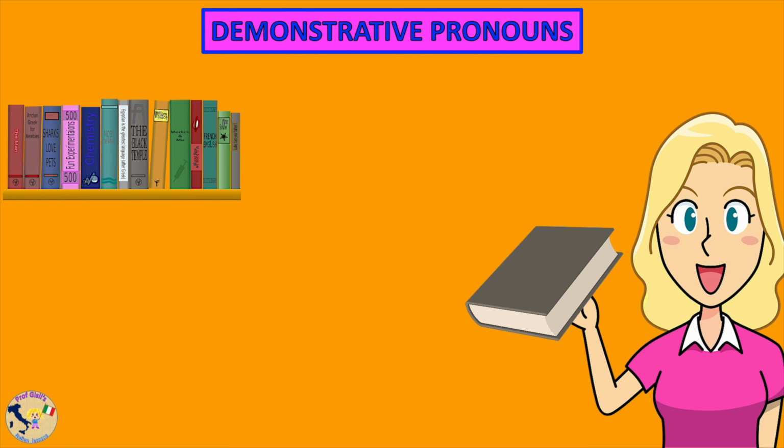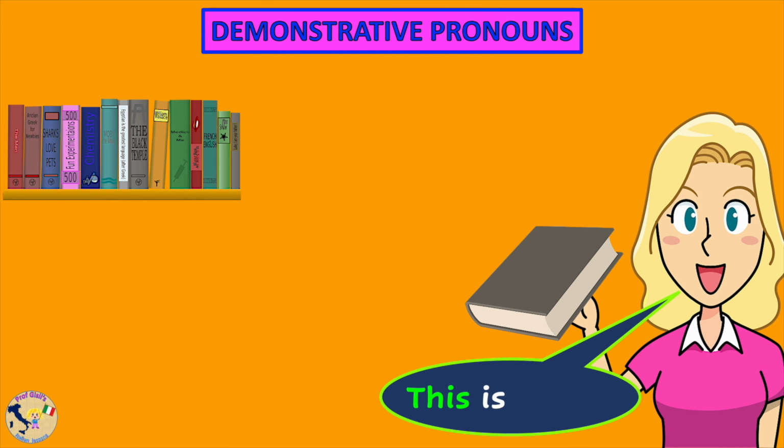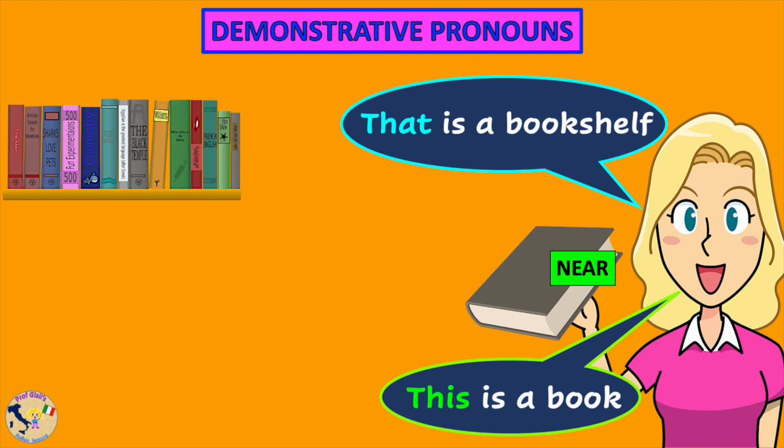Demonstrative pronouns are used to point to specific nouns within a sentence. They indicate the position of the noun they represent as near or far, either in space or in time, in relation to the speaker.